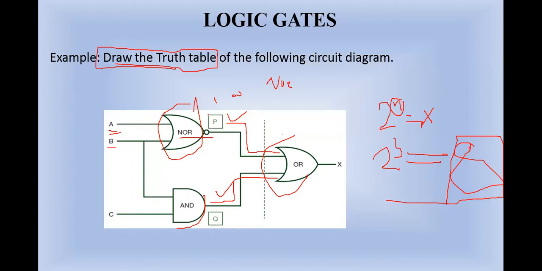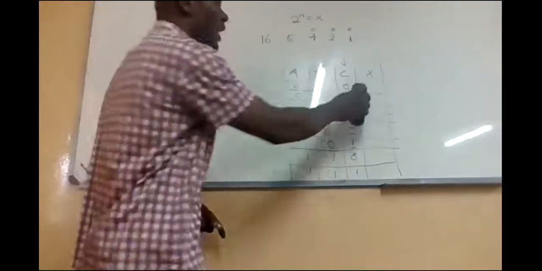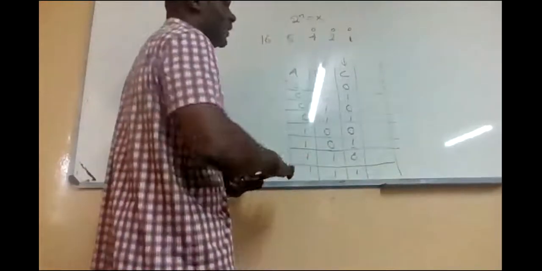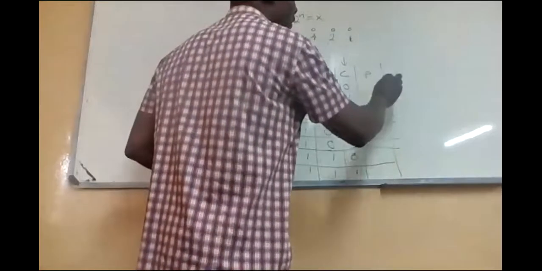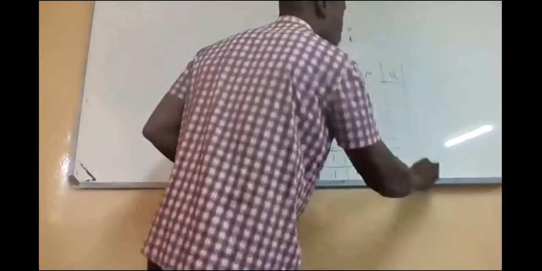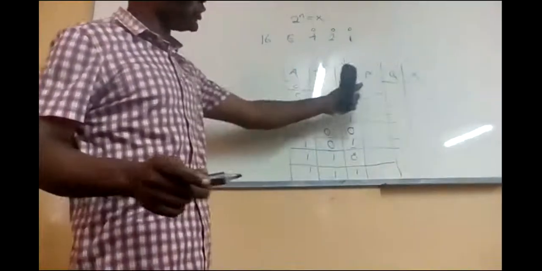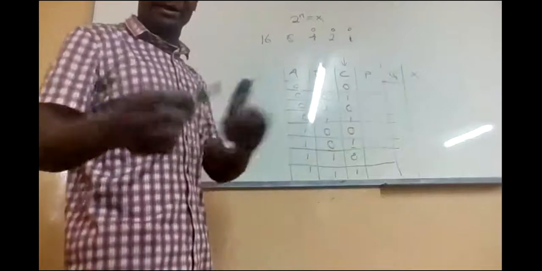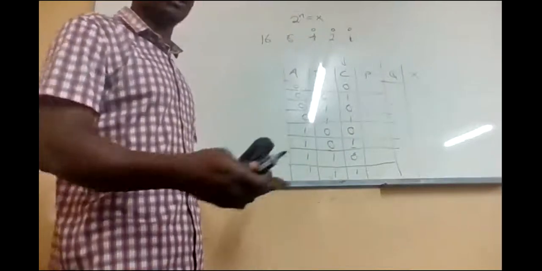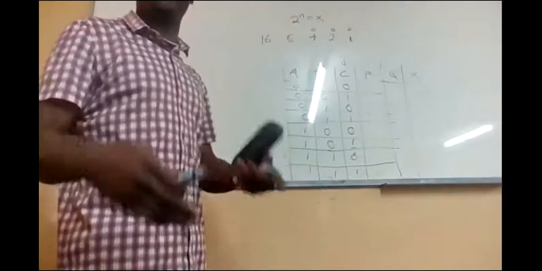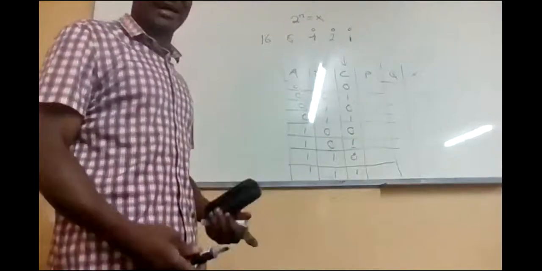So the output I'll be getting here is going to be P, and the output I'll be getting here is going to be Q. So to solve this question properly, I'll do it like this. I'll include P, and I'll include Q out of the understanding of the question. Not that you'll be told to do this. You look at the question. If there are more outputs being expected, then you do the needful, like what I've just done there.